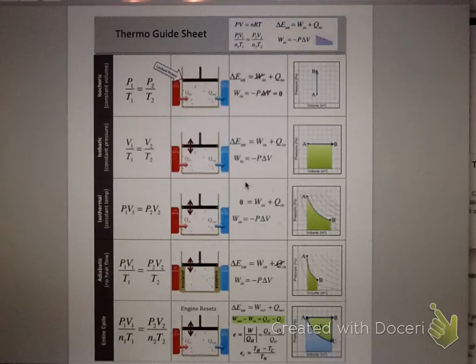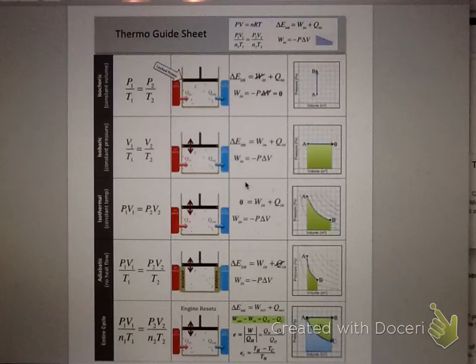Summarizing our big equation sheet on the back, you have PV equals nRT, the ideal gas law. That could be a question just in and of itself, doing a calculation with the ideal gas law. We have delta E internal equals work in plus Q in. That is the first law of thermodynamics in equation form. The first law of thermodynamics says that energy is not created or destroyed.